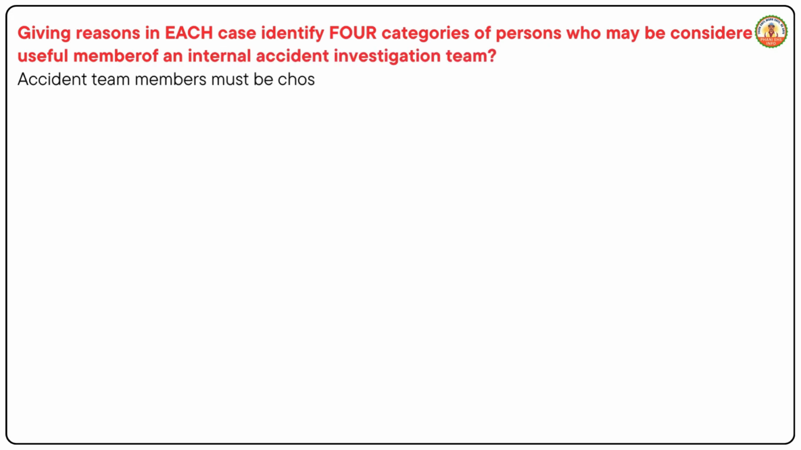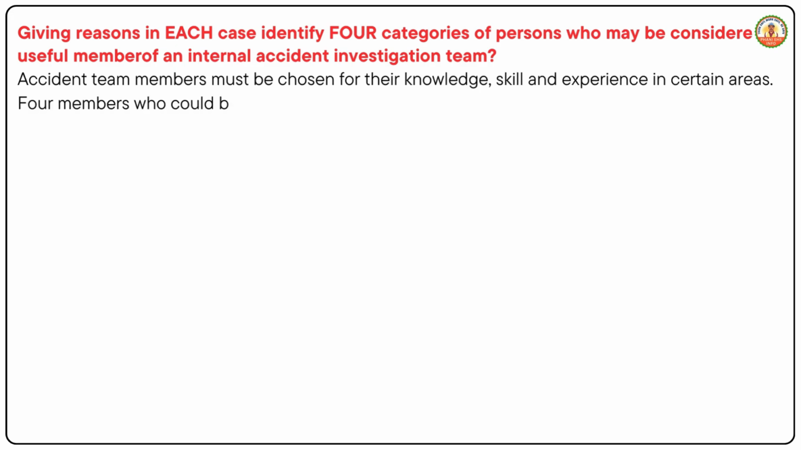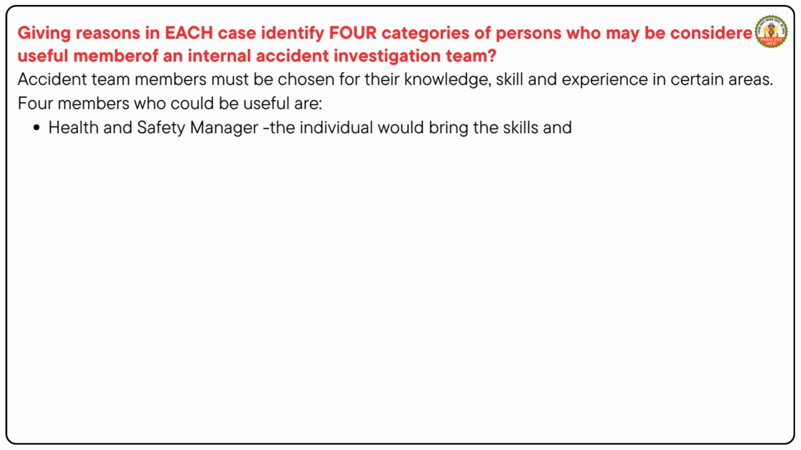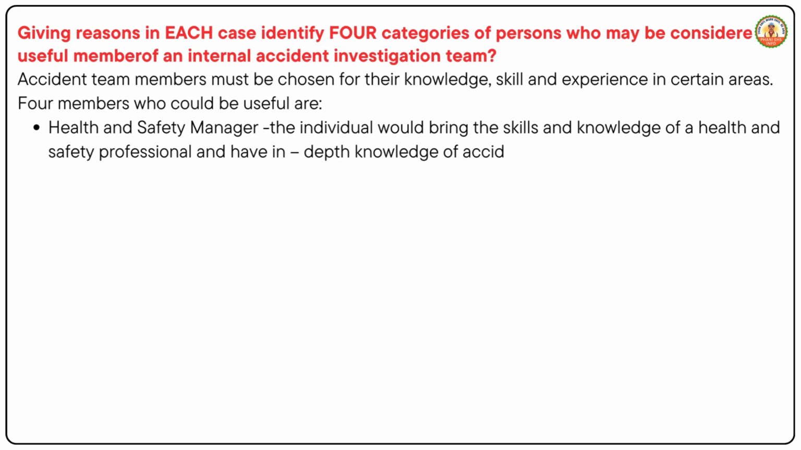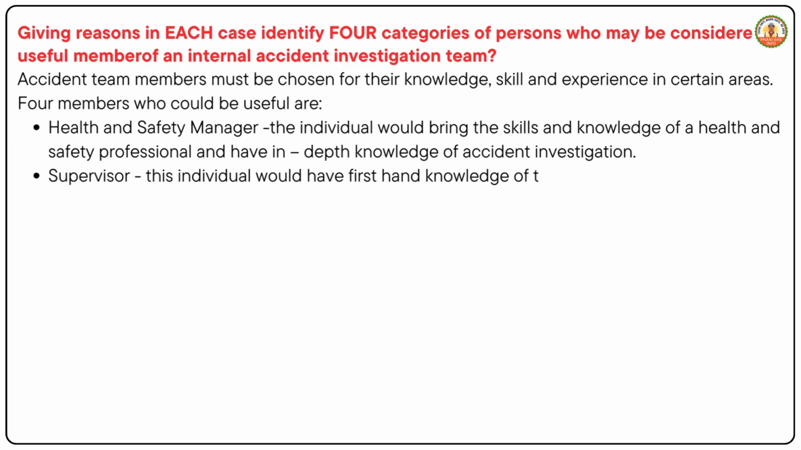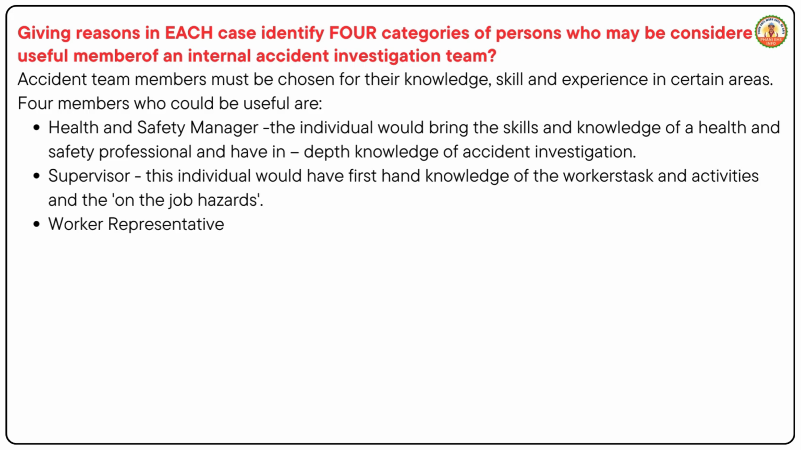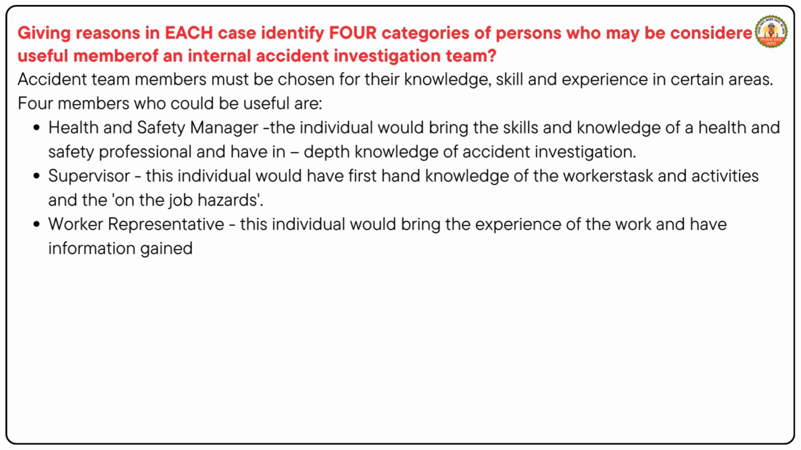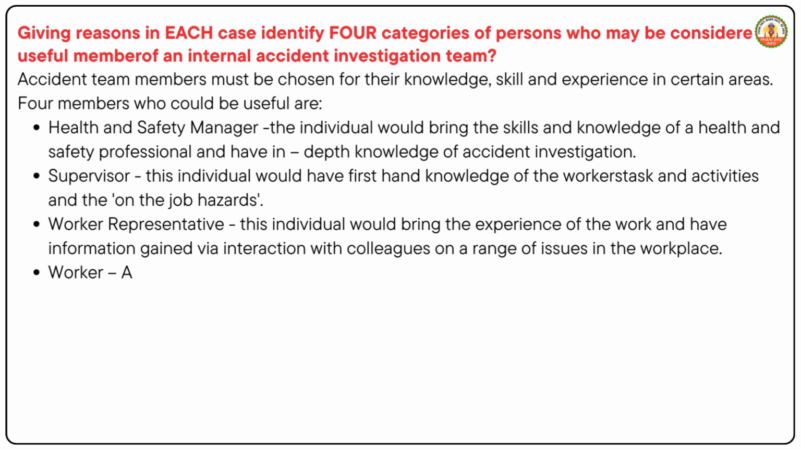Accident team members must be chosen for their knowledge, skill and experience in certain areas. Four members who could be useful are: Health and safety manager. The individual would bring the skills and knowledge of a health and safety professional and have in-depth knowledge of accident investigation. Supervisor. This individual would have first-hand knowledge of the worker's task and activities and the on-the-job hazards. Worker representative. This individual would bring the experience of the work and have information gained via interaction with colleagues on a range of issues in the workplace.